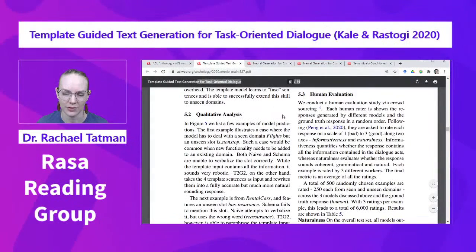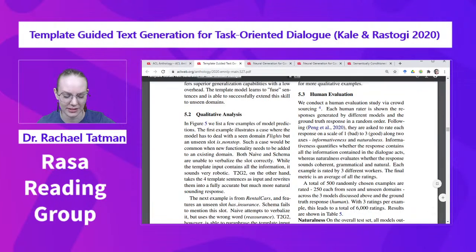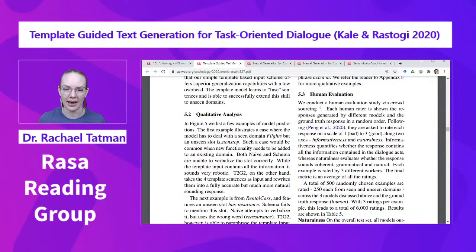And in figure 5, we list a few examples of model predictions. The first example illustrates a case where the model has to deal with a seen domain, flights, but an unseen slot, nonstop. Such a case would be common when new functionality needs to be added to an existing domain. So somebody's added an API endpoint. Both Naive and Schema were unable to verbalize the slot correctly. While the template input contains all the information, it sounds very robotic. T2G2, on the other hand, takes 4 template sentences as input and rewrites them as a fully accurate but much more natural sounding response.